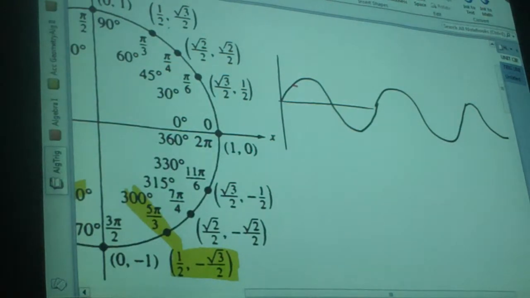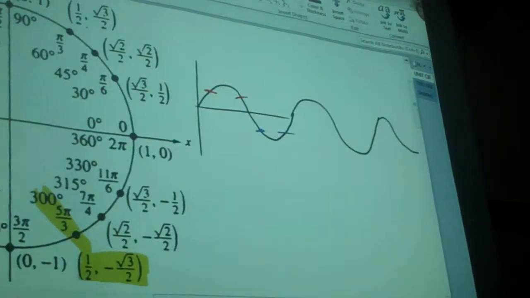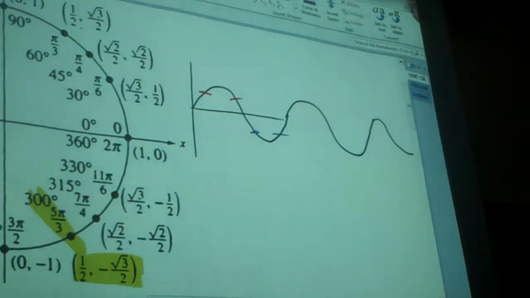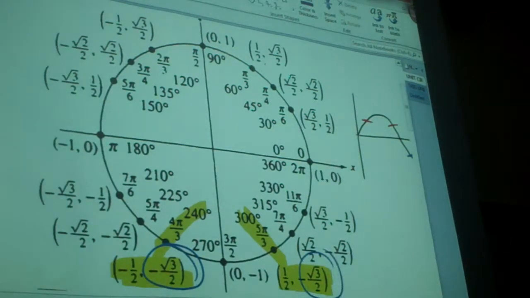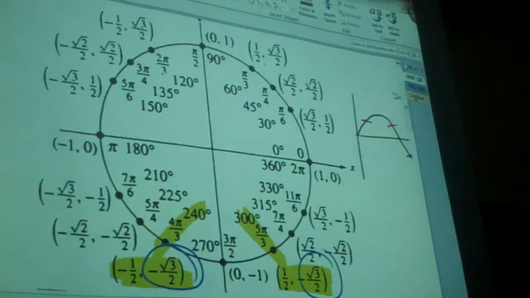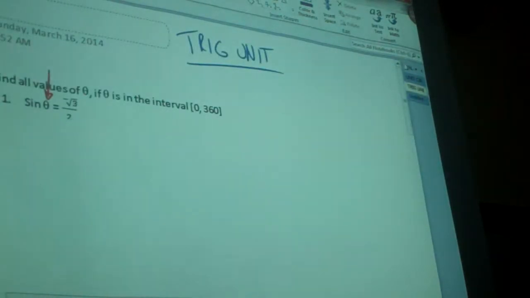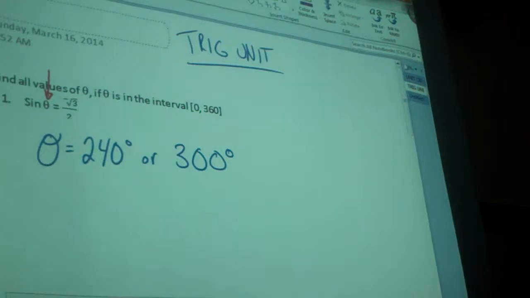So this square root of 3 over 2, it hits here and here. Here and here, positive, but then negative, it hits here and here. And then once you go around the circle again, it starts repeating. So you see those values multiple times. That's why we see it here and here. So 240 and 300. So theta equals 240 or 300 degrees. And that falls within the interval of 0 to 360.